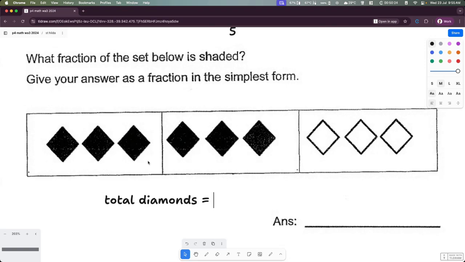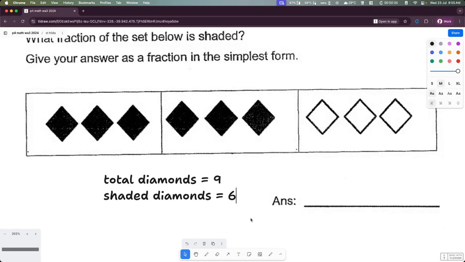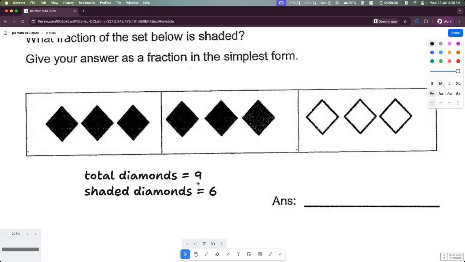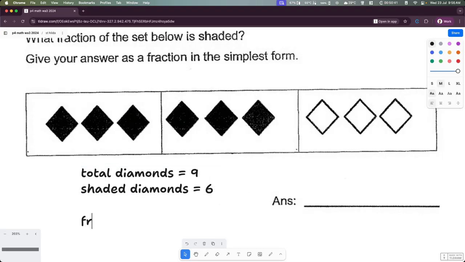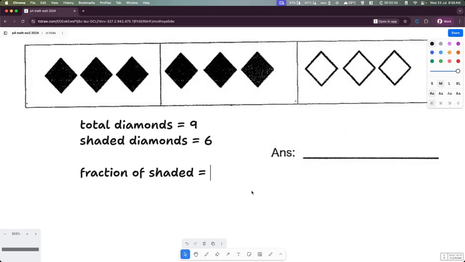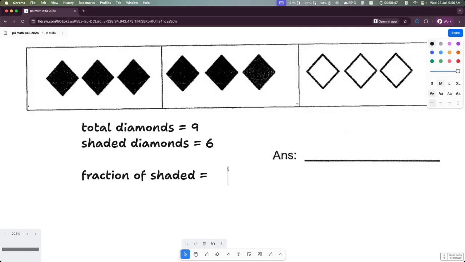Let's count: 1, 2, 3, 4, 5, 6, 7, 8, 9. Okay, 9. Then shaded diamonds, how many? 1, 2, 3, 4, 5, 6. 6. Okay. Therefore, the fraction that we want to give is, so fraction of shaded is equal to, in this case, 6 out of 9.